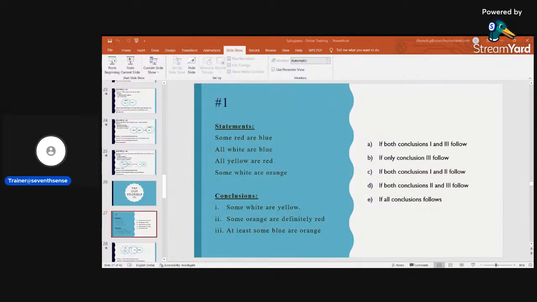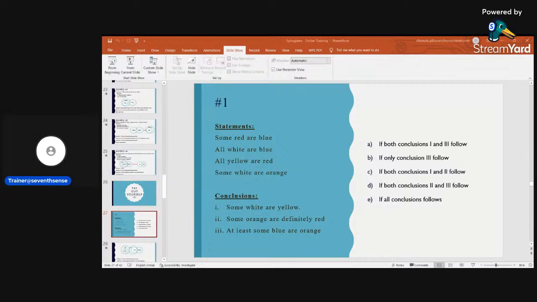Okay, so let's draw one diagram for this. Let's check with the statements. Conclusion one: some white are yellow. Is it some white are yellow? No direct connection. It's false. Some orange are definitely red. So we can't define it.